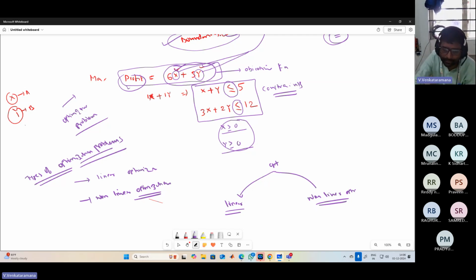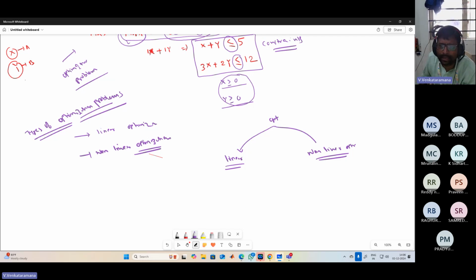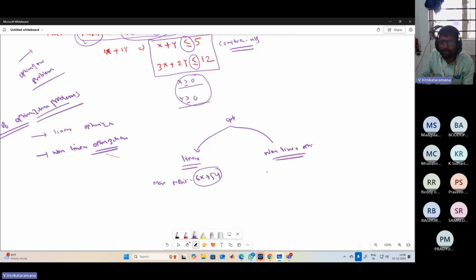Agree, right? So that linear optimization can be written as maximize profit equal to 6x plus 5y. This is the example for the linear optimization problem, because my objective function is a linear function of my decision variables, that is called the linear optimization problem. And a nonlinear optimization problem means, like, your objective function is minimize some function f of x equal to x square plus 5. Because here my objective function f of x is not a linear function of my decision variable x.